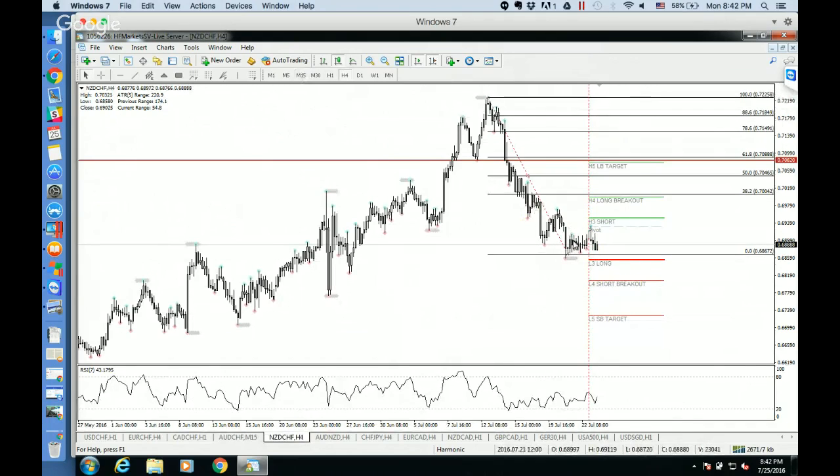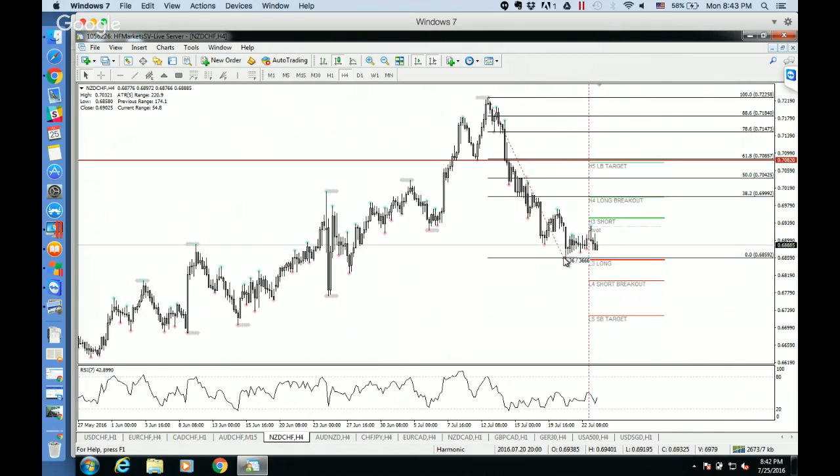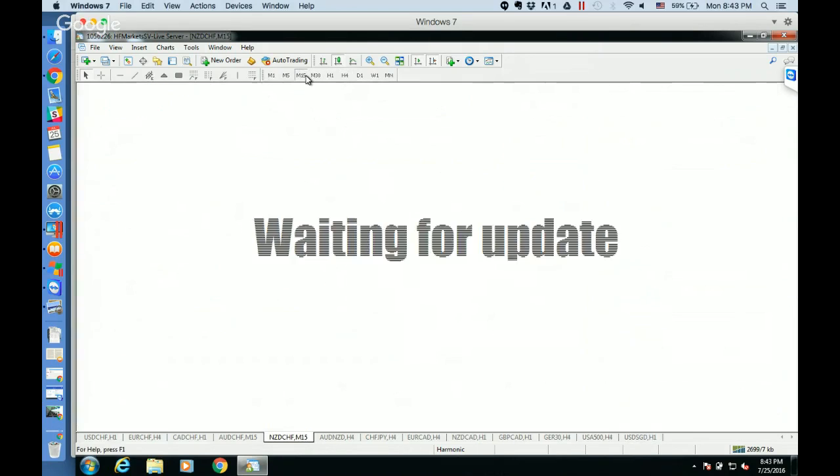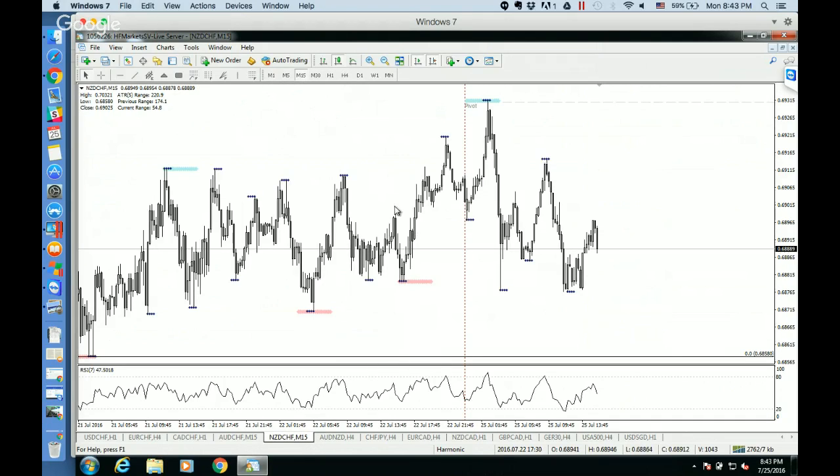Kiwi franc, we are looking for short opportunities. We have a divergence. Price prints a higher high, but RSI prints a lower high. Again, we are waiting for that 61.8 retracement. That's where we look for short opportunities, around 0.7085. Okay, let's see if lower time frame we have anything.